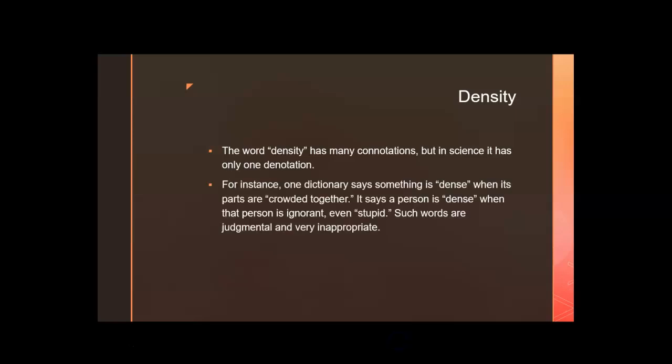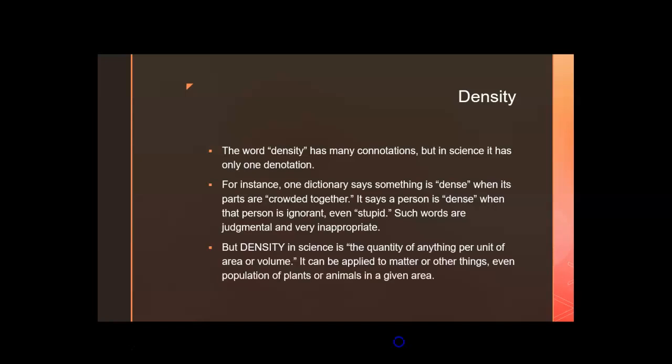For instance, one dictionary says something is dense when its parts are crowded together. It says a person is dense when that person is ignorant, even stupid. Now, we have to understand, such words are judgmental and they are very inappropriate.